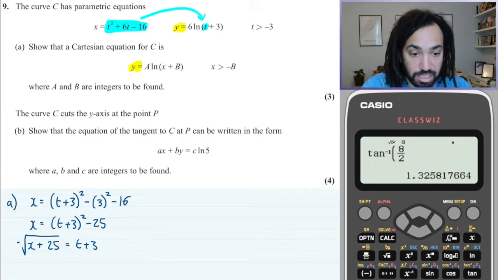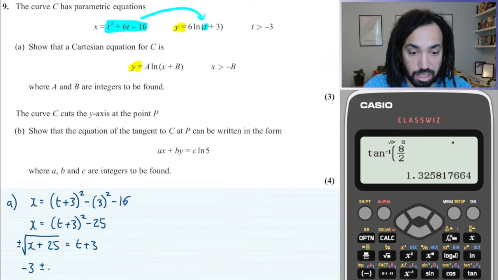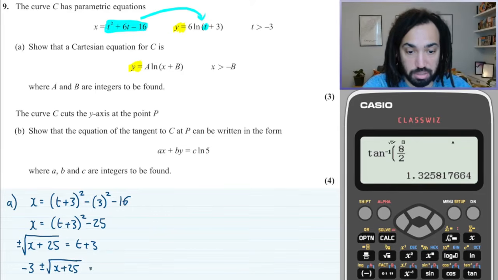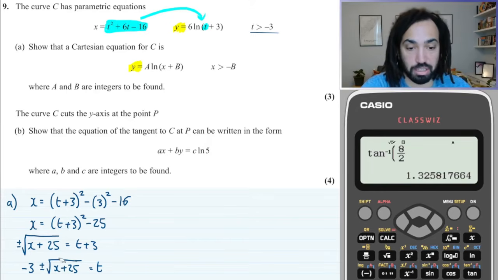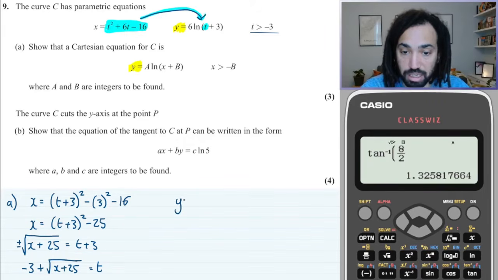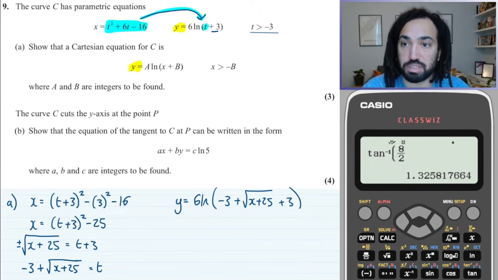Okay, and then, technically we should have a plus minus here, but I'm hoping that that's going to get taken out. So I'm minusing 3 from both sides, so I get minus 3 plus minus the square root of x plus 25. Now the square root function is always positive, and we know that t has to be greater than minus 3, so this plus minus must be a plus, because we must add on a positive thing to minus 3 in order to keep t inside its own domain. Perfect. Okay, so we can write y is equal to 6 ln of t, which is minus 3 plus the square root of x plus 25, and then we've also got this plus 3 here, which is very helpful because that of course is going to cancel with this minus 3 here.